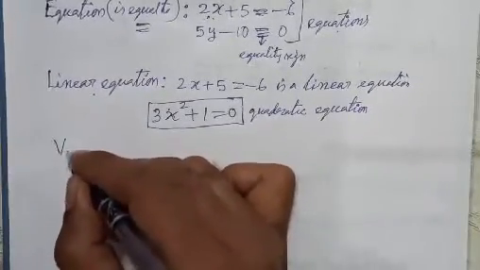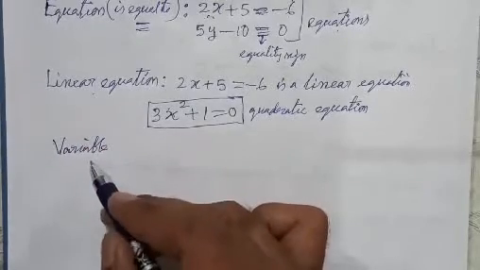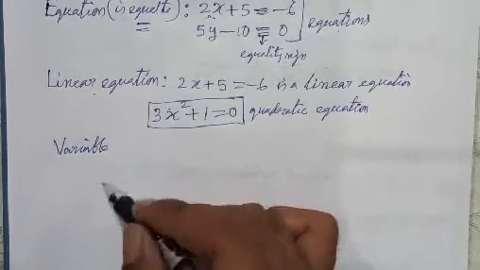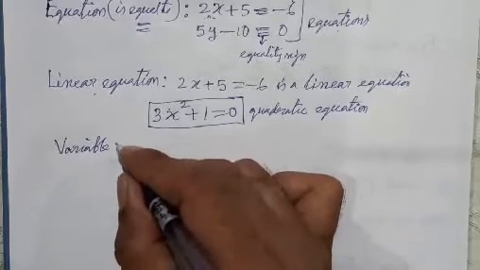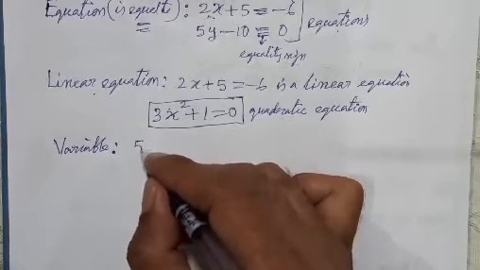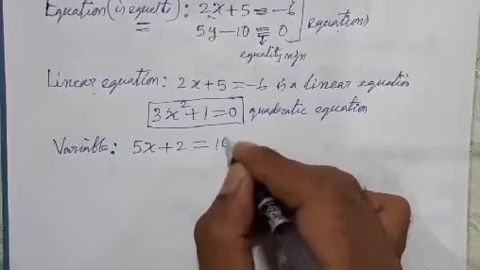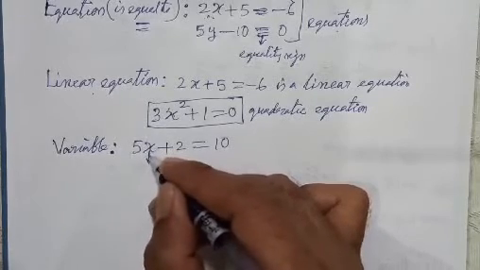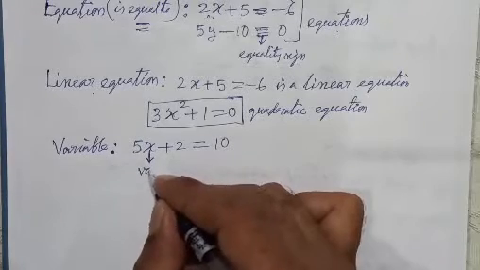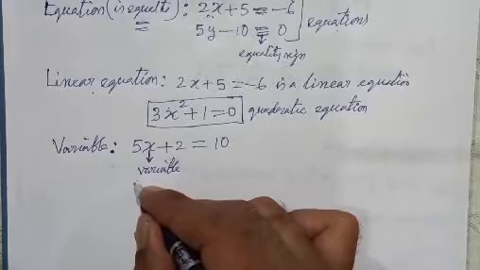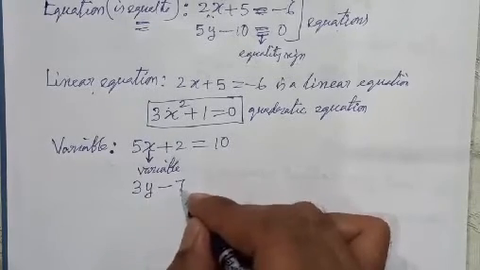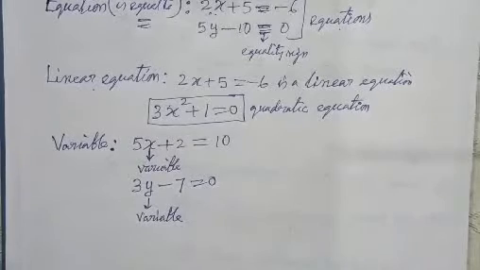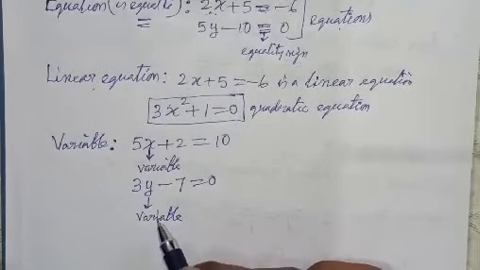Now variable. Variable is actually English alphabet we use while writing a linear equation. In this 5x plus 2 is equal to 10, we don't know what is the value of x here, and now this x is called variable. Variable means its value can be changed. So here x is variable. Here I'm writing another linear equation, 3y minus 7 is equal to 0. Here y is called variable. The meaning of variable means value can be changed.